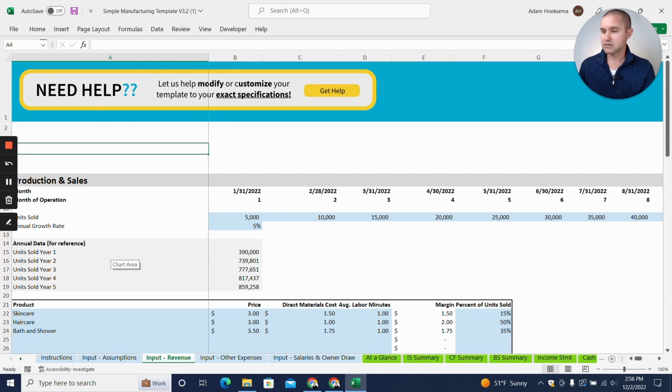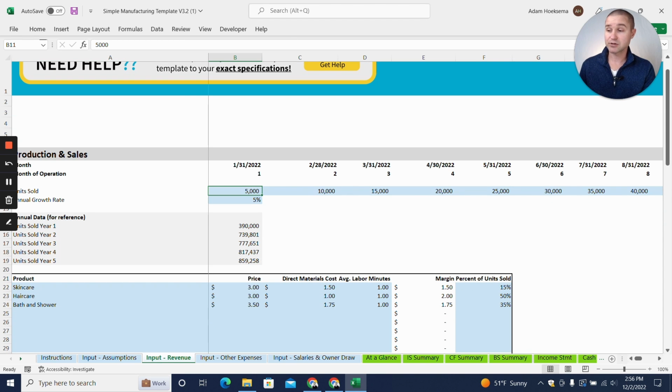All right, so now onto our Input Revenue tab. What you can do in this first row is enter in the number of units sold. It's just at a high level, not a whole lot of detail in how we get to sales. It's just how many units you think you're going to sell. You manually input that here at this high level.